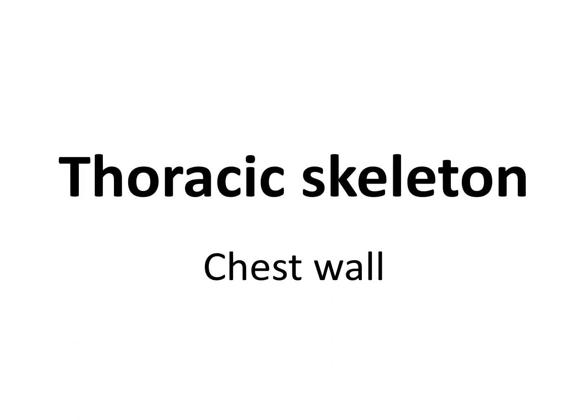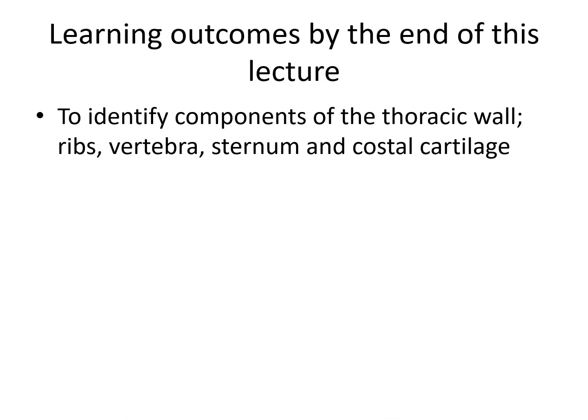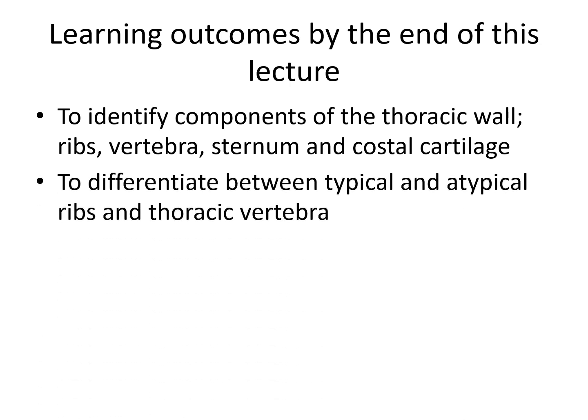I'm Dr. Khalid Al-Amin, and in this session we'll talk about the chest wall, or thoracic skeleton. By the end of this session, you will be able to identify the components of the thoracic wall, like the ribs, vertebrae, sternum, and costal cartilage. You'll be able to differentiate between typical and atypical ribs and thoracic vertebrae, and we will explain common clinical notes related to the chest wall.